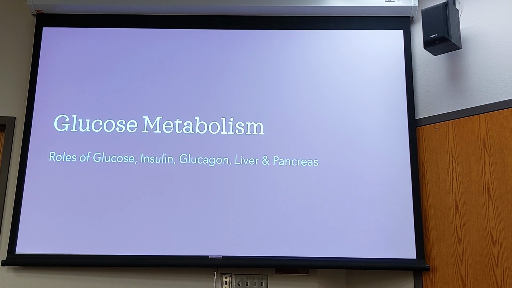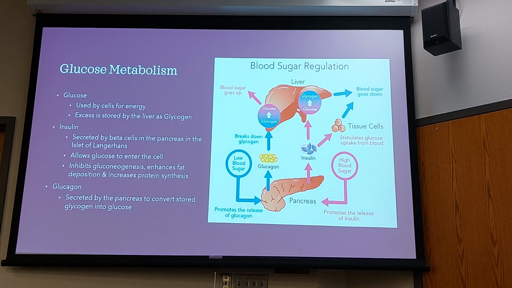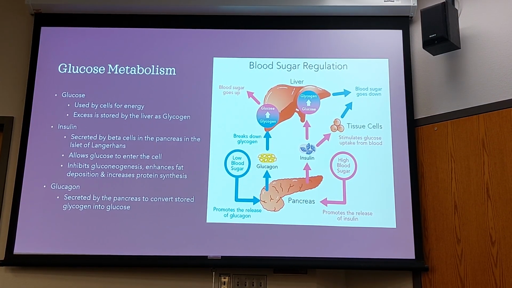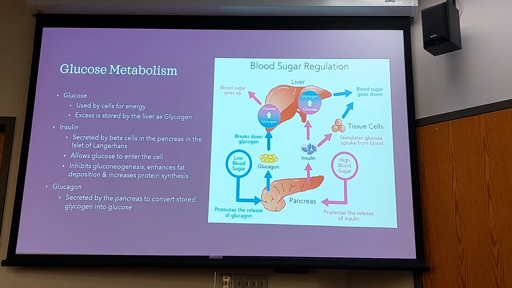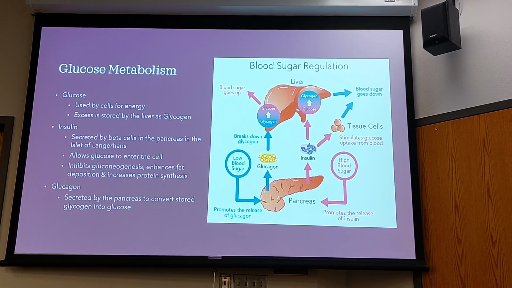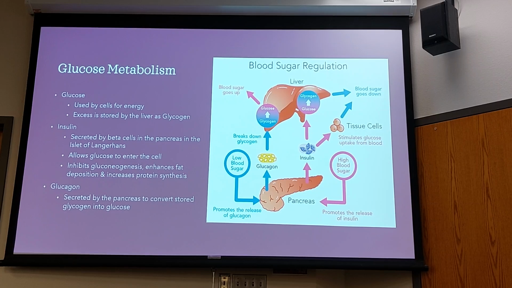Glucose, glucagon, glycogen. What are we talking about, right? Sugar is the main deal here. We use it for energy. Our cells need it, right? We talked about fluid and electrolyte balance, elements entering and exiting cells. We're talking about glucose doing a similar thing in and out of a cell.